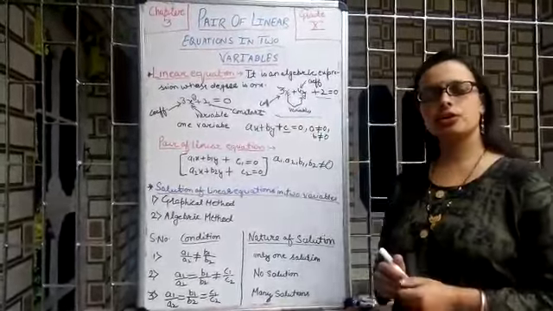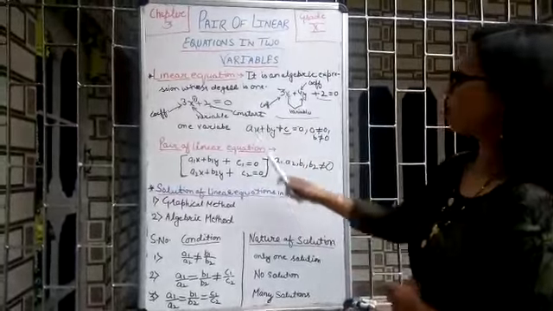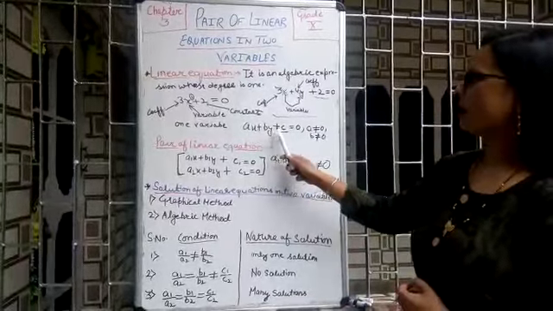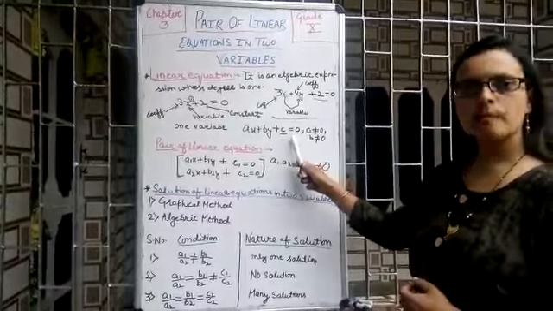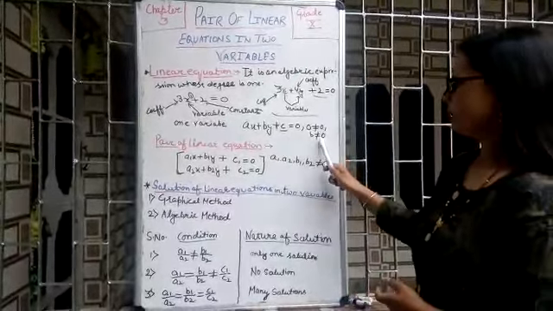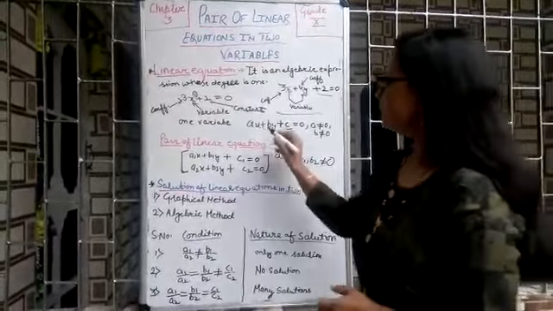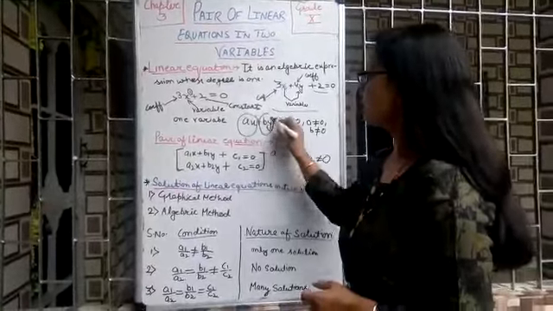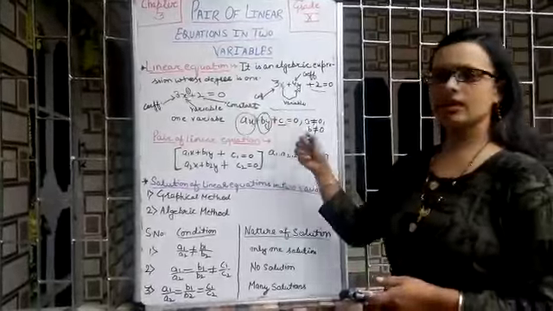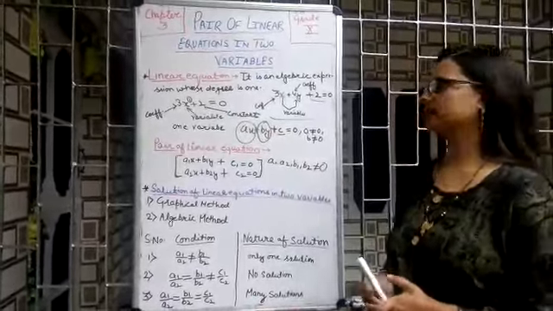In general, the linear equation in two variables is in the form of ax plus by plus c is equal to 0, where a and b are not equal to 0, because if a and b are equal to 0, then these two terms will vanish and we remain only with c, which is a constant.